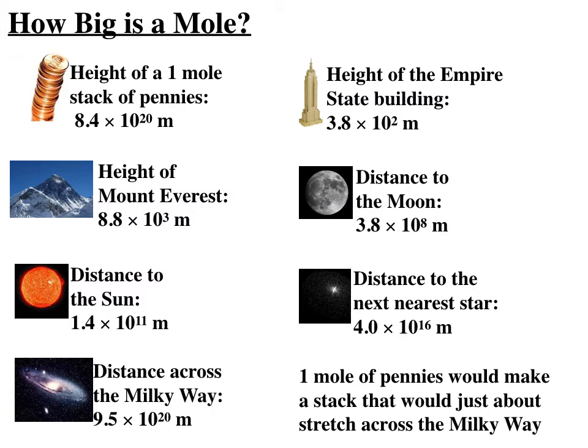Now, we really can't fathom just how big that is in actuality, but I think we get the idea. A mole is a lot of stuff. And the reason a mole has to be a lot of stuff is because individual atoms are so small that we have to have a huge number of them present before they begin to become perceptible.